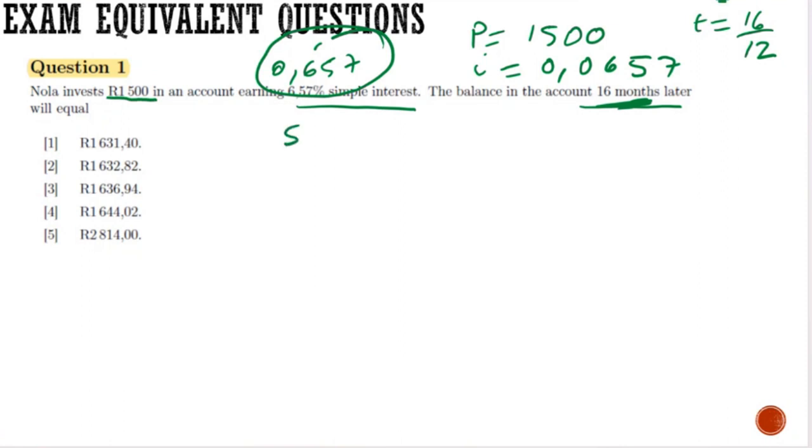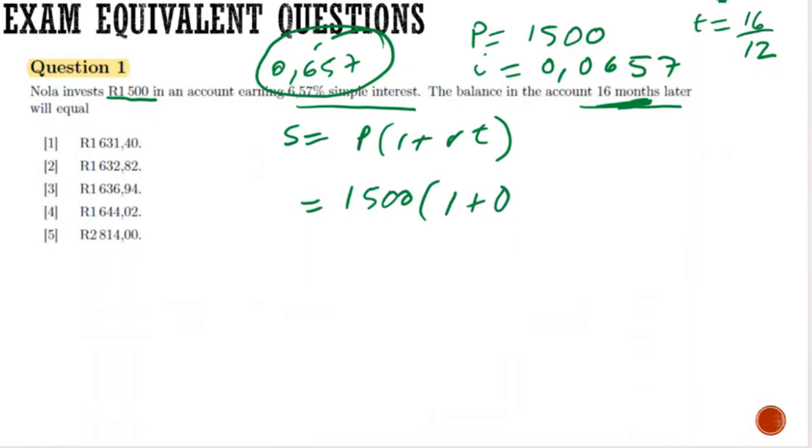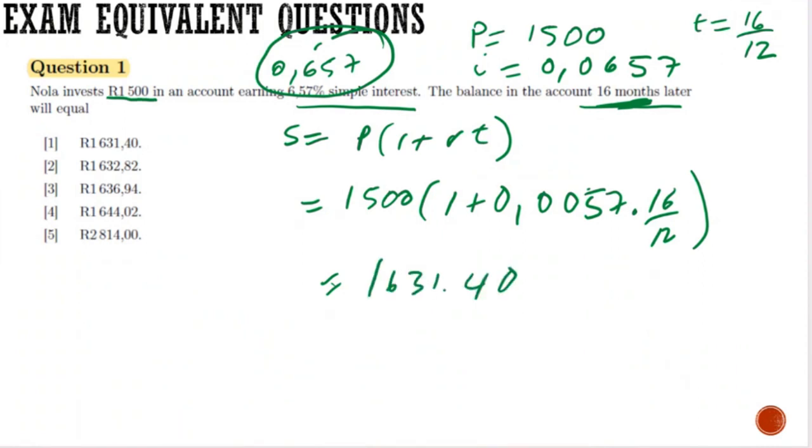You know the simple interest formula. It is equal to P into 1 plus RT. Once you've decontextualized everything, you are looking for the balance, that is the accumulated amount in the future. So this is 1500 into 1 plus your rate there, which is 0.0657, and then your time is 16 over 12. You can just plug it into your calculator, and you find that your answer is going to be 1631.40. Okay, that is a basic simple interest question. So let us look at another one.